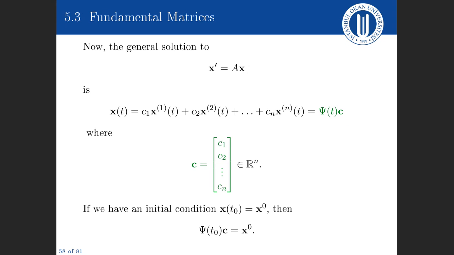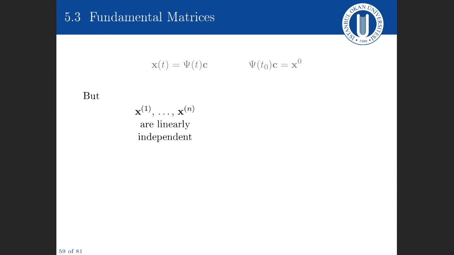And if we have an initial condition, let's say x at time t0 is the vector x0, replacing t by t0, we have that Ξ(t0)c is equal to x0. So that's two equations so far. x(t) is equal to Ξ(t)c, and Ξ(t0)c is equal to x0.